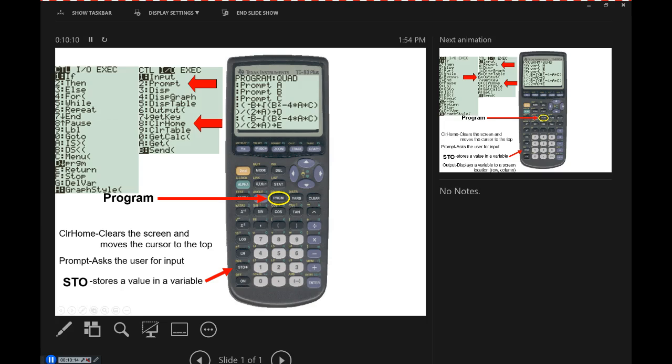So again, what we've done so far, the prompts, means that the calculator is going to ask for a value for A, B, and C. So we're going to type those in when we run the program. Then it's going to take the values for A, B, and C and perform the quadratic formula on them and store the values into the space D and E. What we need to have the calculator do now is to display those values for us. Are we ready to do the next step? Okay.